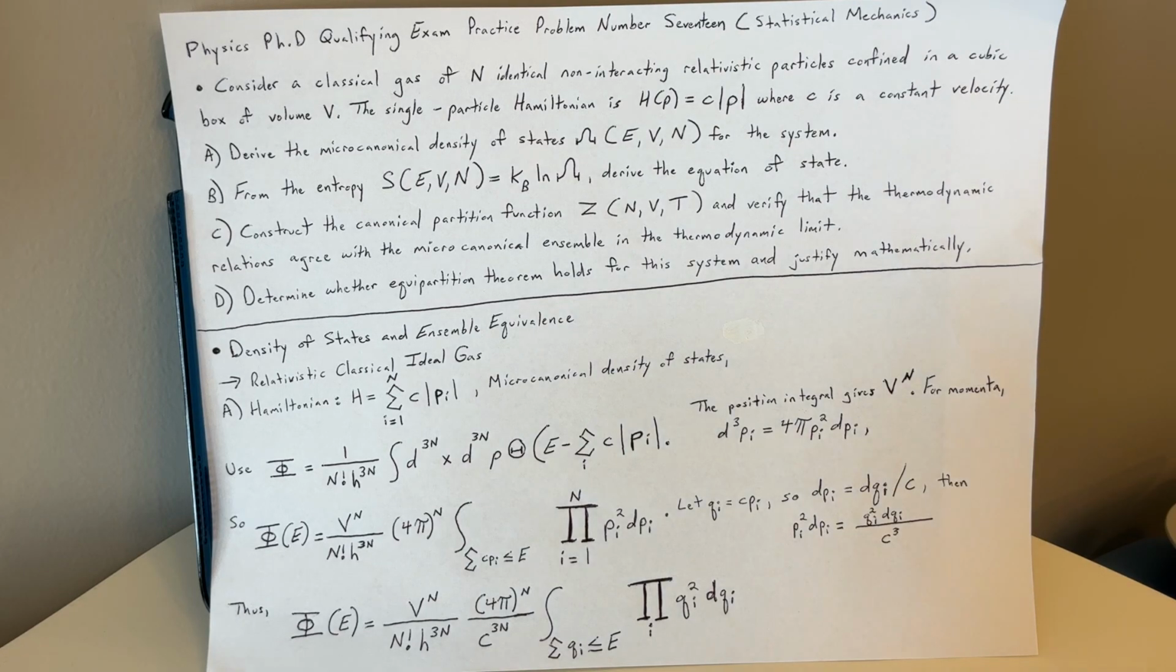Thus we could say our Phi of E equals V to the N over N factorial h to the 3N, 4 pi to the N over c to the 3N. And then we have our integral here over this region where the sum of q sub i is less than or equal to E. And then we have this product here of q sub i squared dq sub i for this capital Pi.